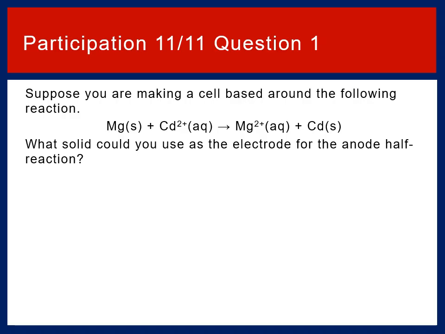Again, suppose you're making a cell based around the following reaction: magnesium solid and cadmium 2+ cations react to become magnesium cations and cadmium solid. What solid could you use as the electrode for the anode half reaction?